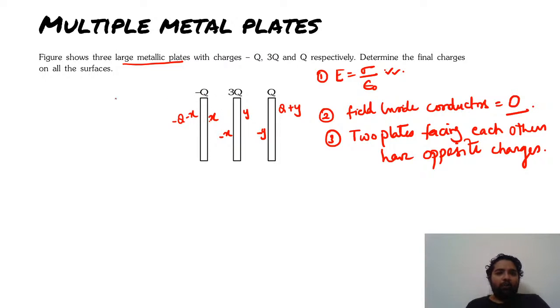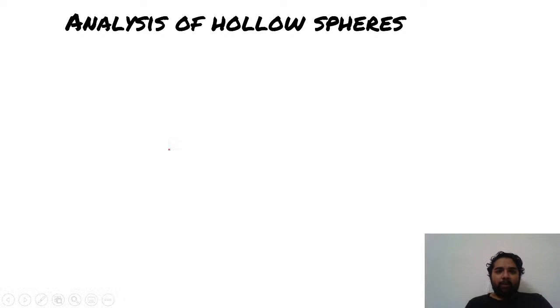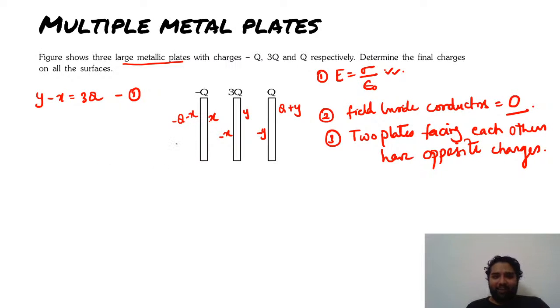And one more thing we know here, that y minus x is equal to 3q. This is one equation we got. Right? It's pretty simple, no? Straightforward till now. Okay. Now for the next step. For the next step, not the next page.